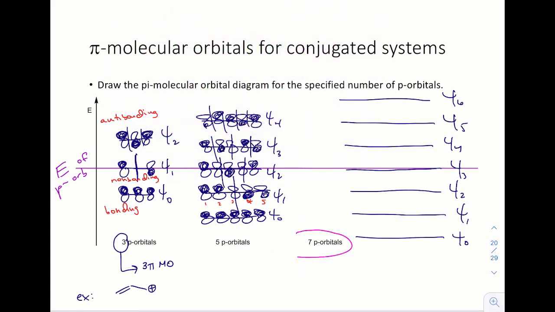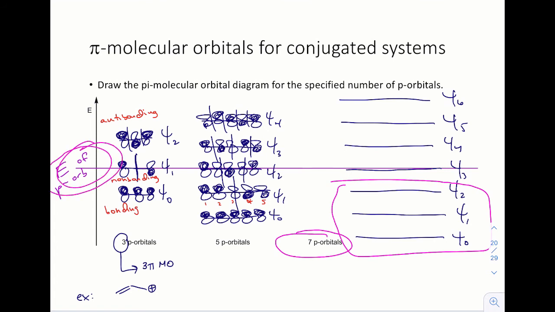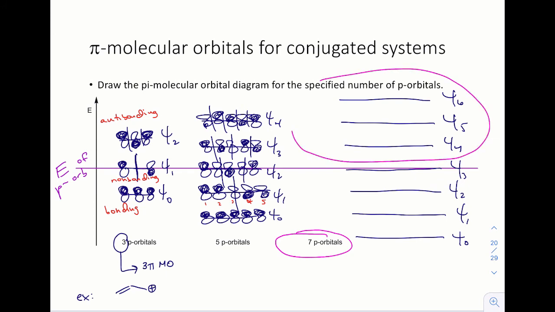In the case of 7 p orbitals involved in a pi system, 3 of the molecular orbitals will be bonding, lower energy than the atomic orbitals. 1 of the orbitals will be non-bonding, the same energy as an atomic orbital. So there's no stabilization for electrons in that orbital. And 3 of the orbitals will be anti-bonding. They're actually destabilized, or higher energy, relative to the electrons in a p orbital.